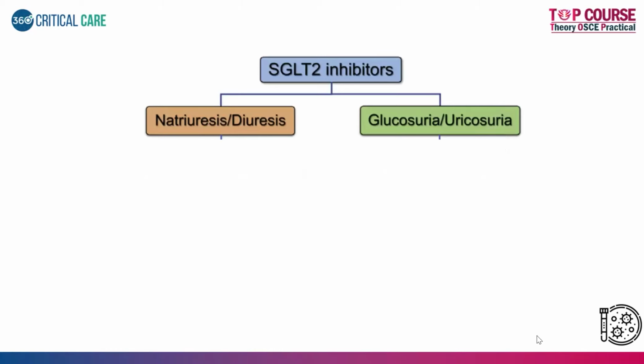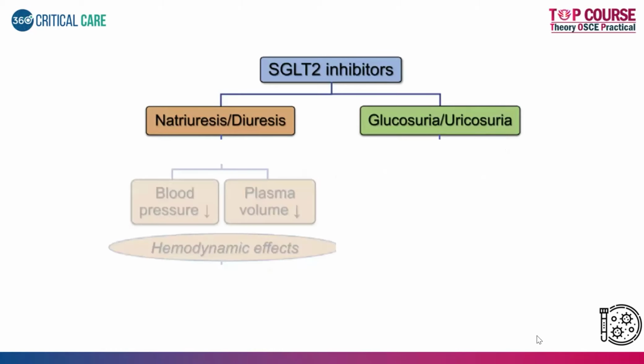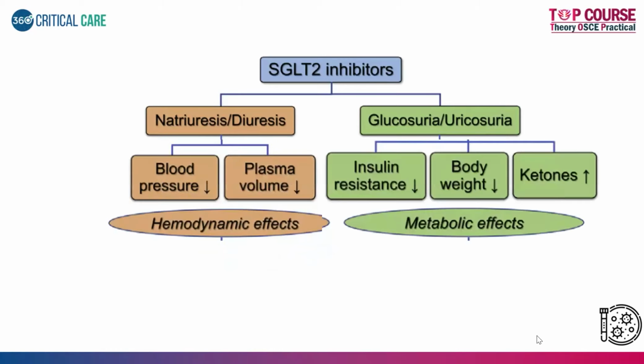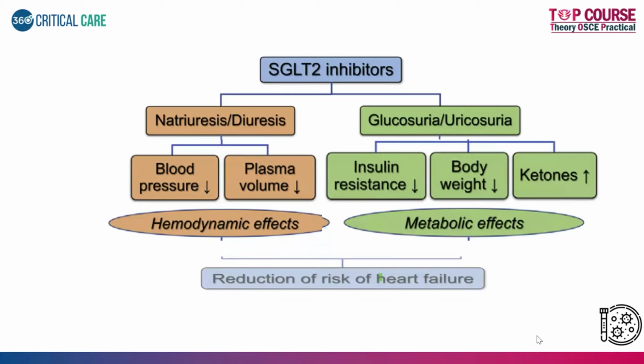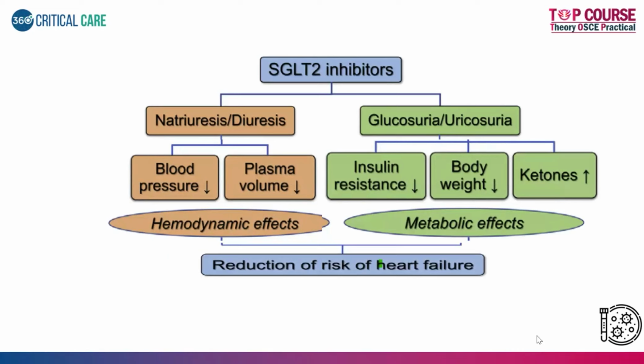Okay, how does it act? What is the role? So two things we looked at: natriuresis and glycosuria. Natriuresis helps in optimizing the hemodynamic effects, and glycosuria helps in metabolic effects. Okay, so what does it do? Natriuresis decreases the plasma volume and decreases the blood pressure and reduces the risk of heart failure.